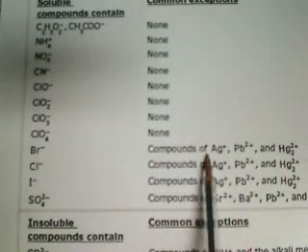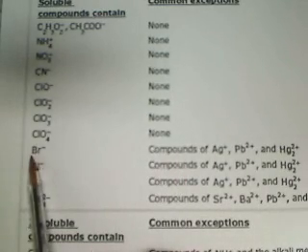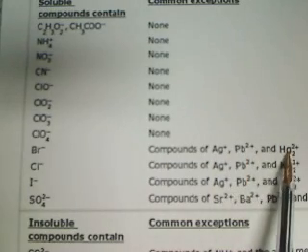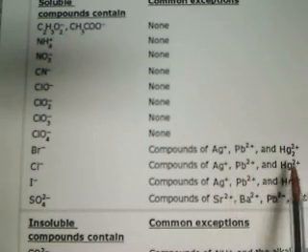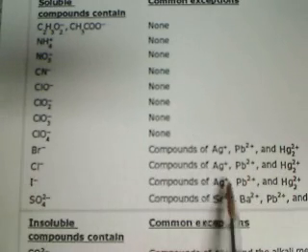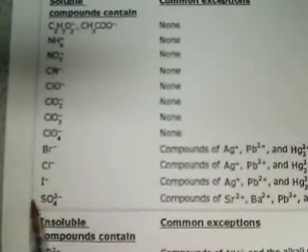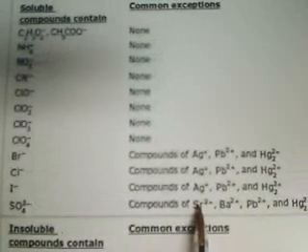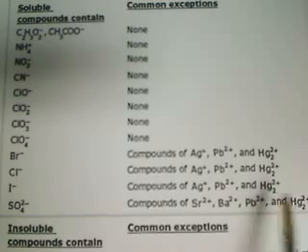Okay? When we get down to chlorine, bromine, iodine, we're going to look over here. These are the exceptions, okay? Everything with bromine is going to be soluble except silver, lead, and mercury. Everything with chlorine is soluble except for silver, lead, and mercury. And everything with iodine except for these. So do you see that there's a common trend? When we get over here to sulfate, everything with sulfate is going to be soluble except for strontium, barium, lead, and silver. So typically anything that bonds with lead and silver, you're going to have some insolubility issues.